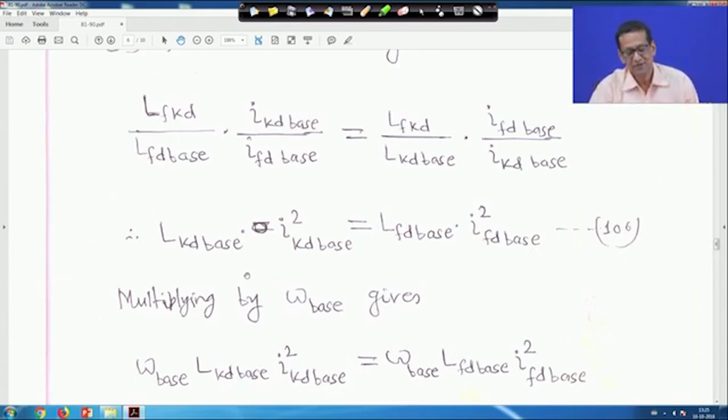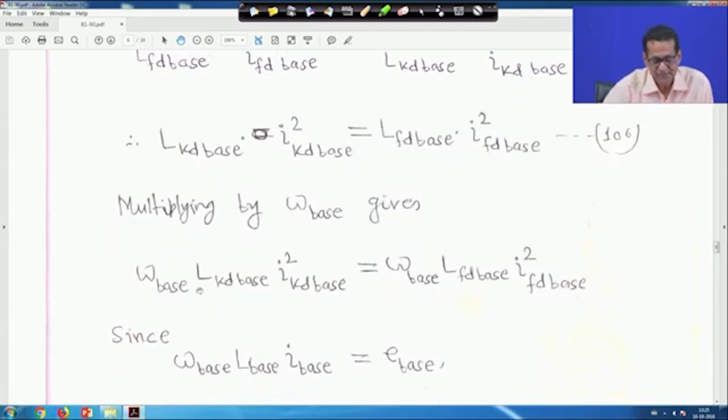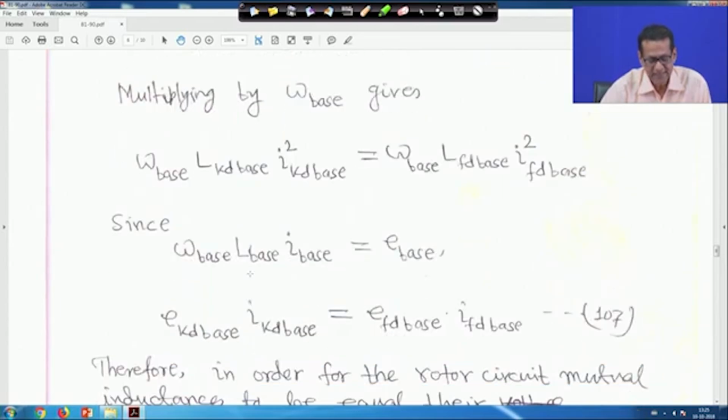So what you do is cross multiplication. In this case, multiplying both sides by omega base, it will be omega base LKD base IKD base square is equal to omega base LFD base IFD base square. But we know that omega base, L base and I base is nothing but the E base. Therefore the left hand side will be EKD base IKD base.